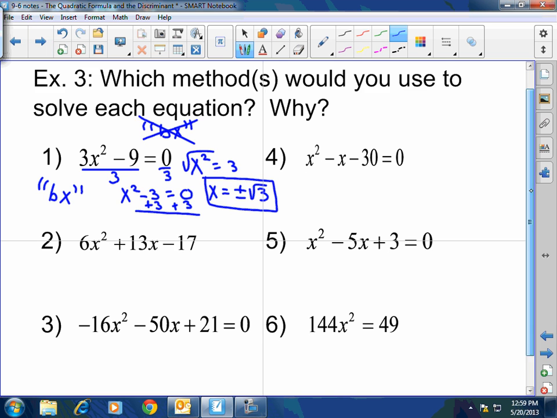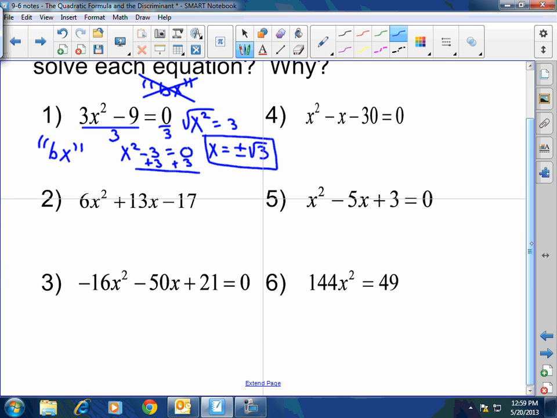That's when I use the square root method. Number two. Number two may or may not be factorable. You'd have to multiply a times c to find a new c, and that's going to be 102. That's a large number. That's going to be a lot of time consumption, a lot of thinking. I want to get to the answer. So in this case, I'm not going to complete the square, but I am going to use the quadratic formula.